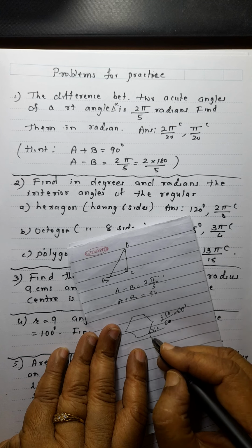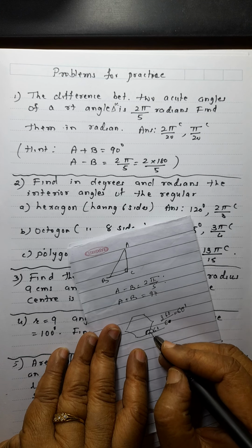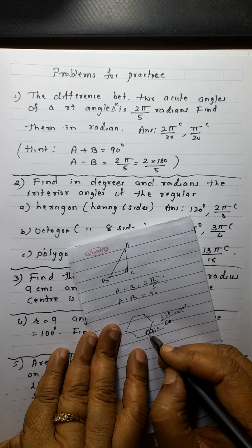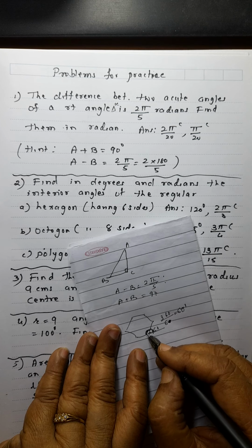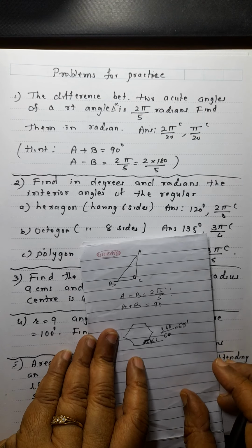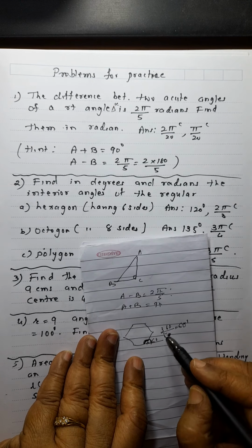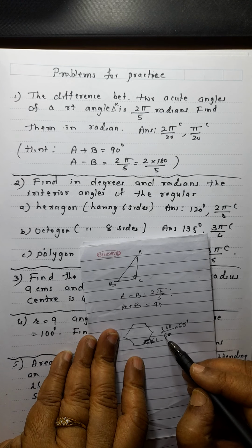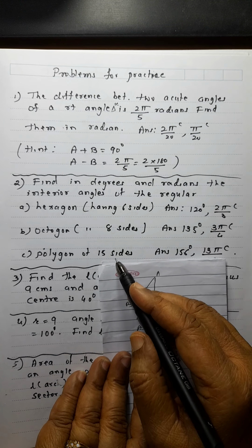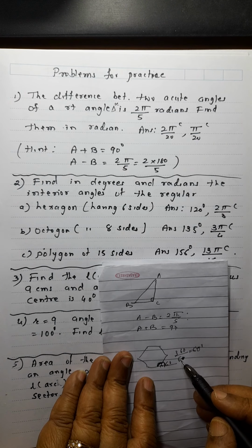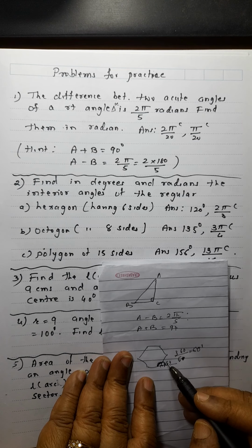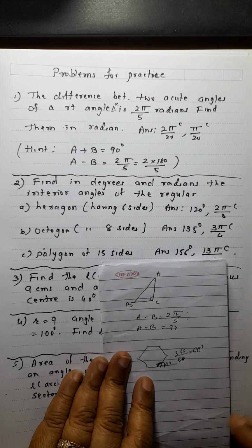So if this is 60, you find this interior angle. This is 180 minus 60. So 180 minus 60, you write this one in terms of radians. That will be the answer. For an octagon, here we are dividing by 6, you have to divide by 8 there. For a figure having 15 sides, you have to divide by 15 here. Find the exterior angle, then find the interior angle.